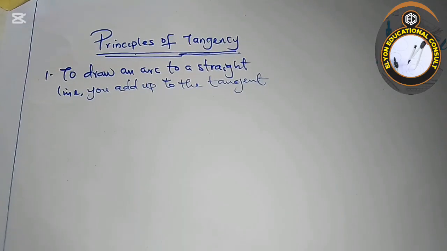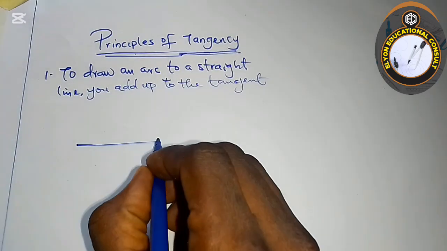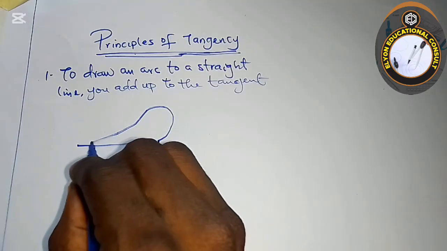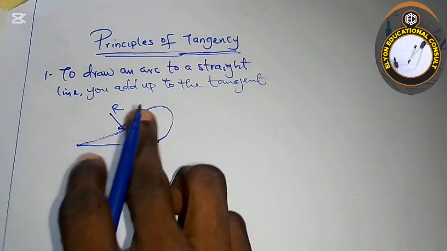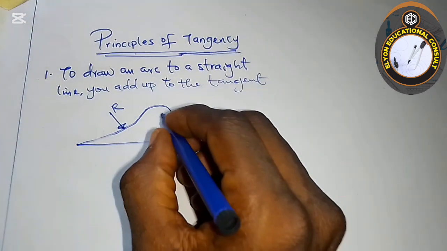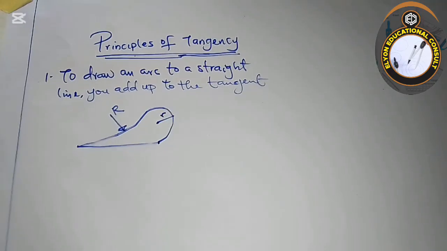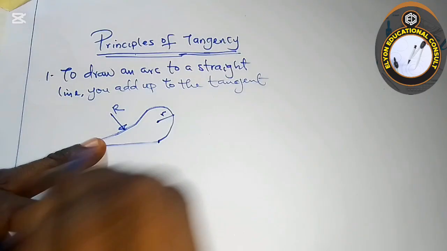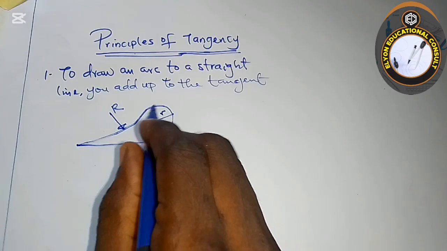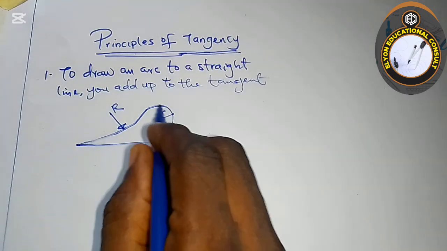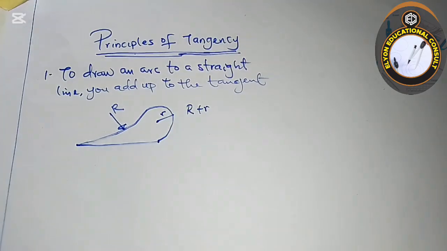If we have, for example, a straight line meeting a point this way, this point here, with this radius of the tangent or the arc, and we have the radius of this circle as well. If we are to draw this tangent, for this tangent to pick this straight line and meet this arc or this circle of this particular radius, we are going to say capital R plus small r.